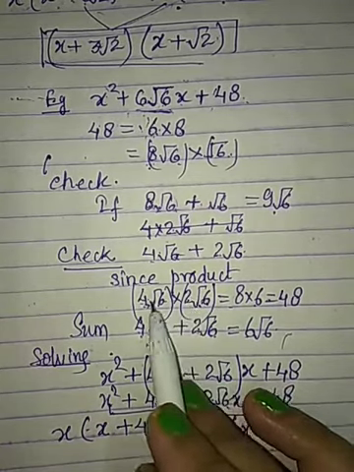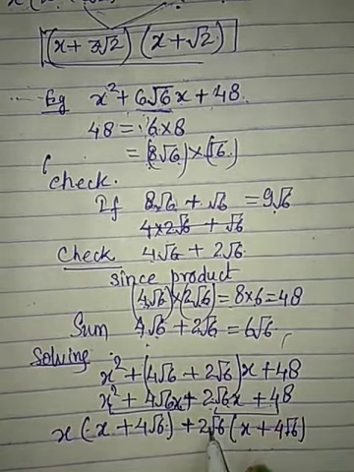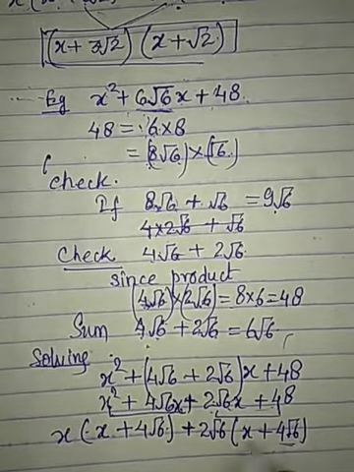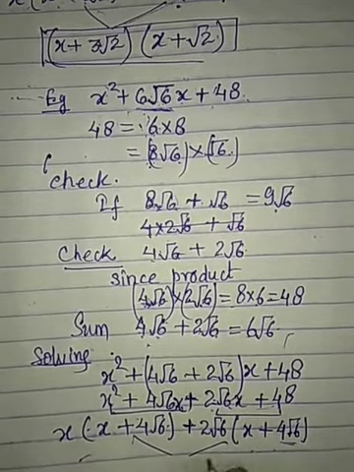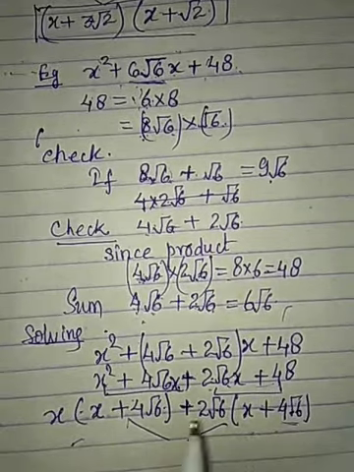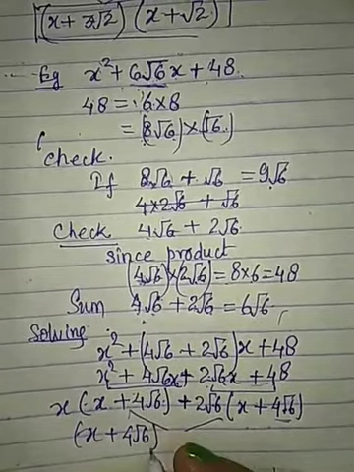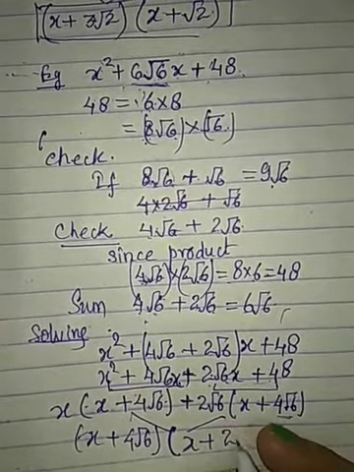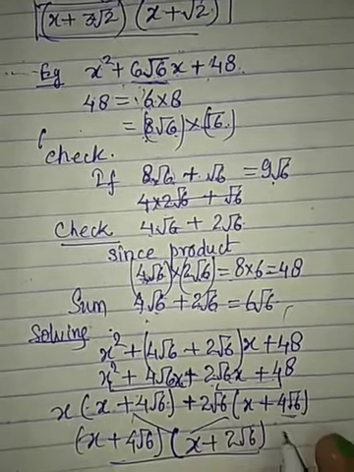The 2 root 6 is common. You can see here this is here, this is again here. What else will be left under the bracket? 4 root 6. We take these two terms together, and this will give you x plus 4 root 6. Then the other bracket will be x plus 2 root 6. This is done. Thank you.